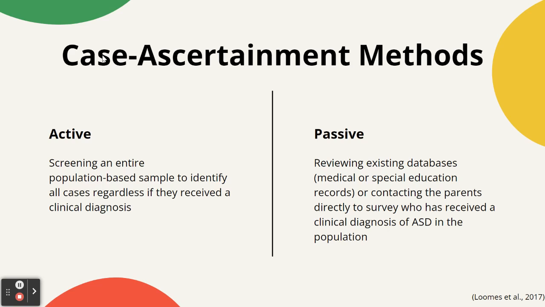And the passive method is much easier to apply to find a sample for studies than having to actively go through and assess all the members of the population, which is why it is used more often to discover ratio and prevalence.